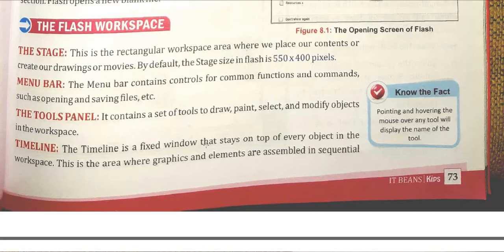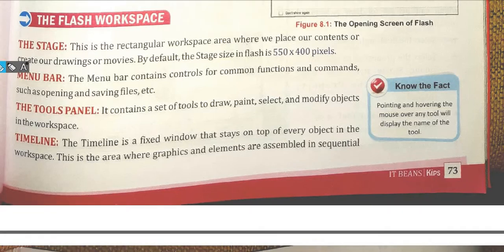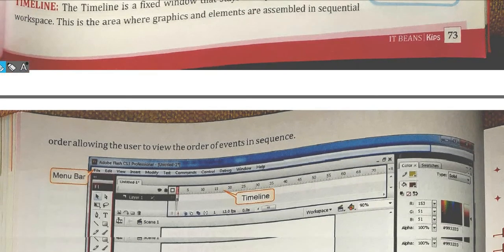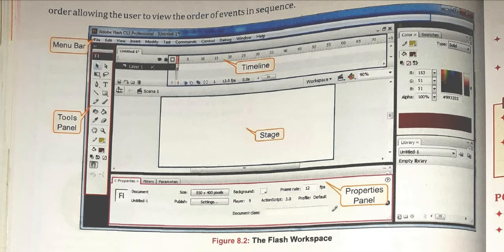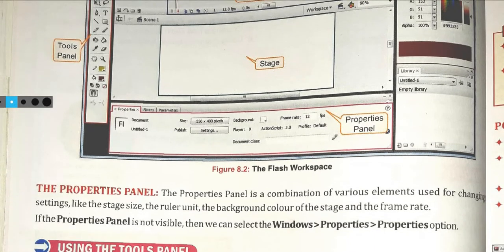Now next, the timeline. The timeline is a fixed window that stays on top of every object in the workspace. This is the area where graphics and elements are assembled in sequence, right? So this is the interface as we have seen: timeline, stage, tools panel, menu bar, properties panel. We have seen each and every component of this interface.